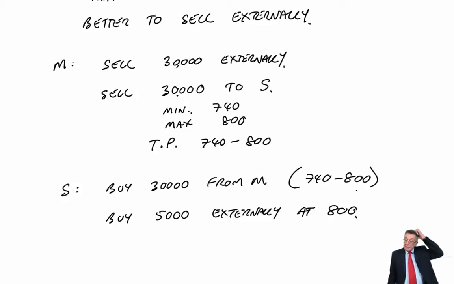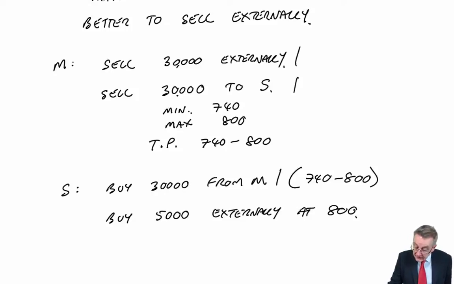We answer both bits now. 30,000 sold externally, 30,000 sold to S, and S buy 30,000 internally, buy 5,000 externally. And for the ones that are transferred, the 30,000 that are transferred, the price will be between 740 and 800. So that's a nice question. Okay, that was question 2.